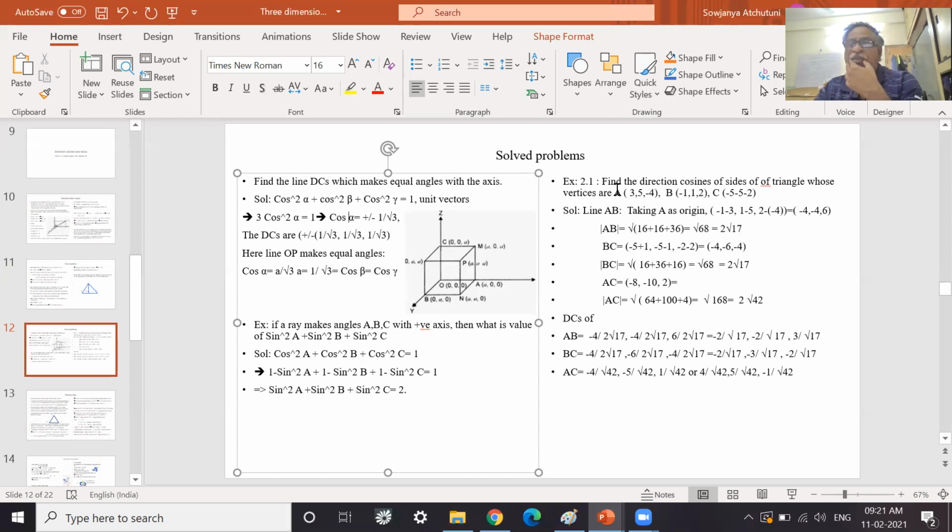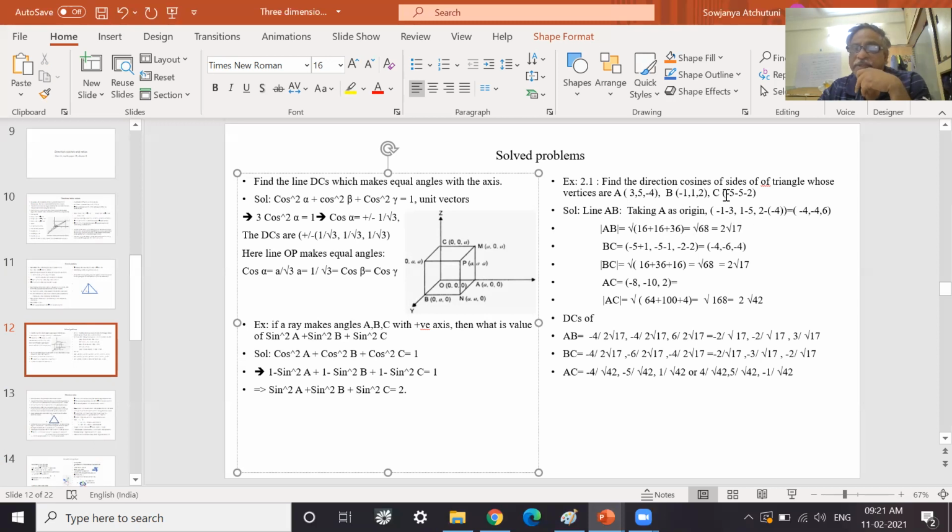Okay, let us see another one. Find the direction cosines of the sides. We are given 3 points of a triangle. So A and B are there. What is the distance between A and B? The x difference: minus 1 minus 3 is minus 4. 1 minus 5 is minus 4. 2 plus 4 is 6. So if these are the AB coordinates, then mod AB is 4 square plus 4 square plus 6 square, under root. That is 2 root 17.